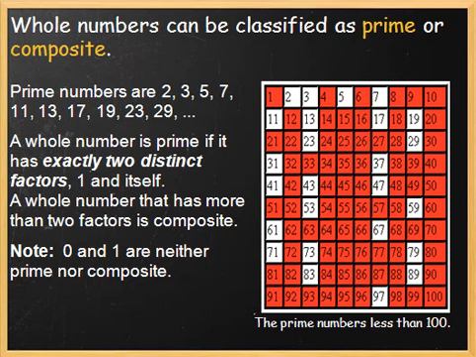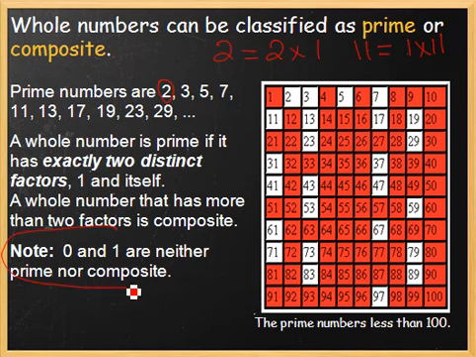We can further classify numbers as prime and composite. Prime numbers are 2, 3, 5, 7, and so on. A whole number that has exactly two distinct factors, one and itself, is considered prime. Therefore, 2 is our only even prime number because the only factors of 2 are 1 and itself. Likewise, 11 is prime because the only two factors are 1 and 11.